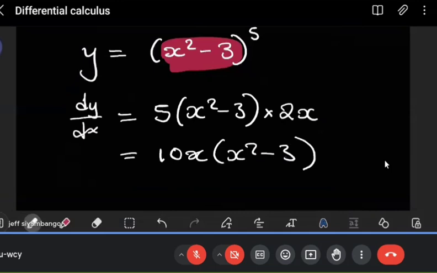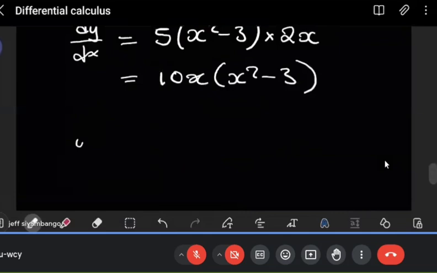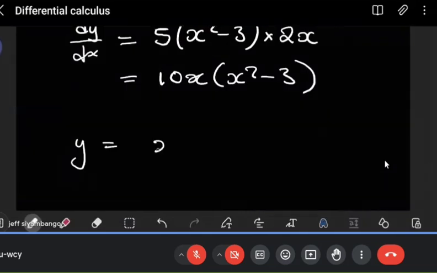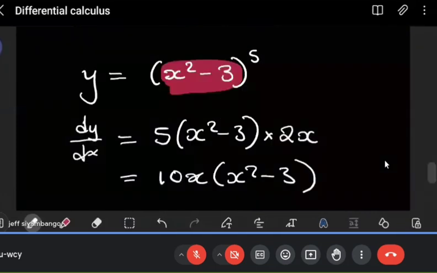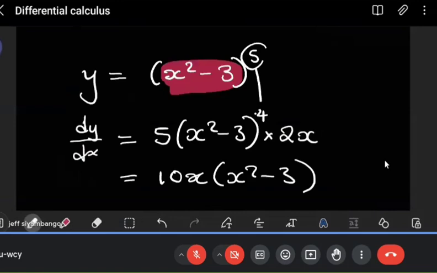But in its strict sense, you might have something like x squared minus 3 raised to the power 5. Did I reduce the power? Oh, yeah. This is a 4 here because the power reduces by 1. I hope you guys followed that. That's a 4 here.